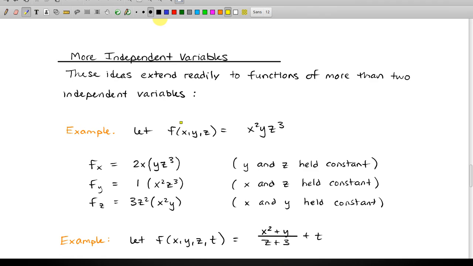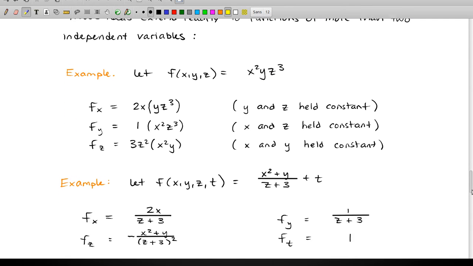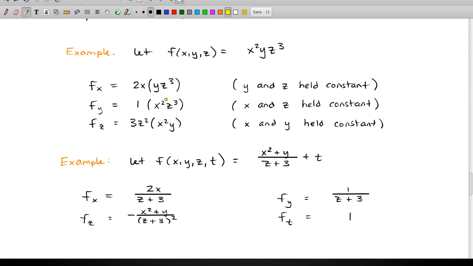So suppose we have some function, f of x, y, and z, equals x squared times y times z cubed. What's the derivative with respect to x? I hold everything else constant. The derivative of a constant times x squared is 2x times that constant, so we get 2x times yz cubed.